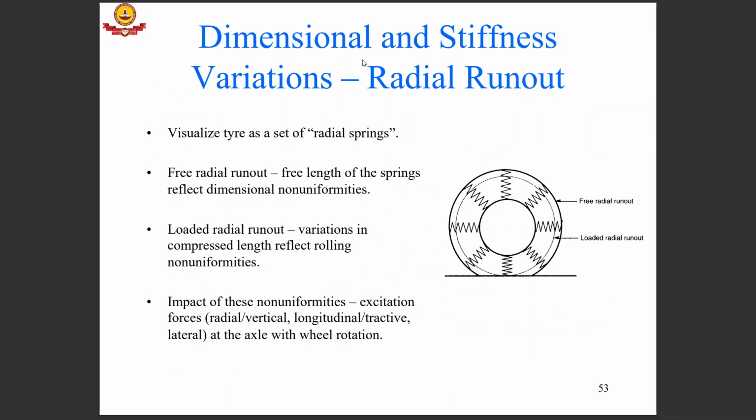Okay. Second is dimensional and stiffness variation. It's called radial runout. During manufacturing of the tire, it will not be a perfect circle. There will be some tolerances, some uncertainties in the process, resulting in non-uniform tire. So these non-uniformities may result in excitation of forces at the axle with wheel rotation.